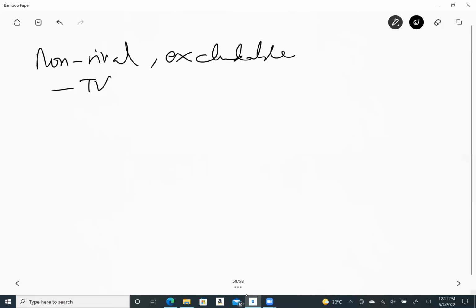Which is non-rival but excludable. You have another type of good, non-rival, but we can exclude people. One good example of this, a classic example, is TV wave or TV channel, or radio wave.